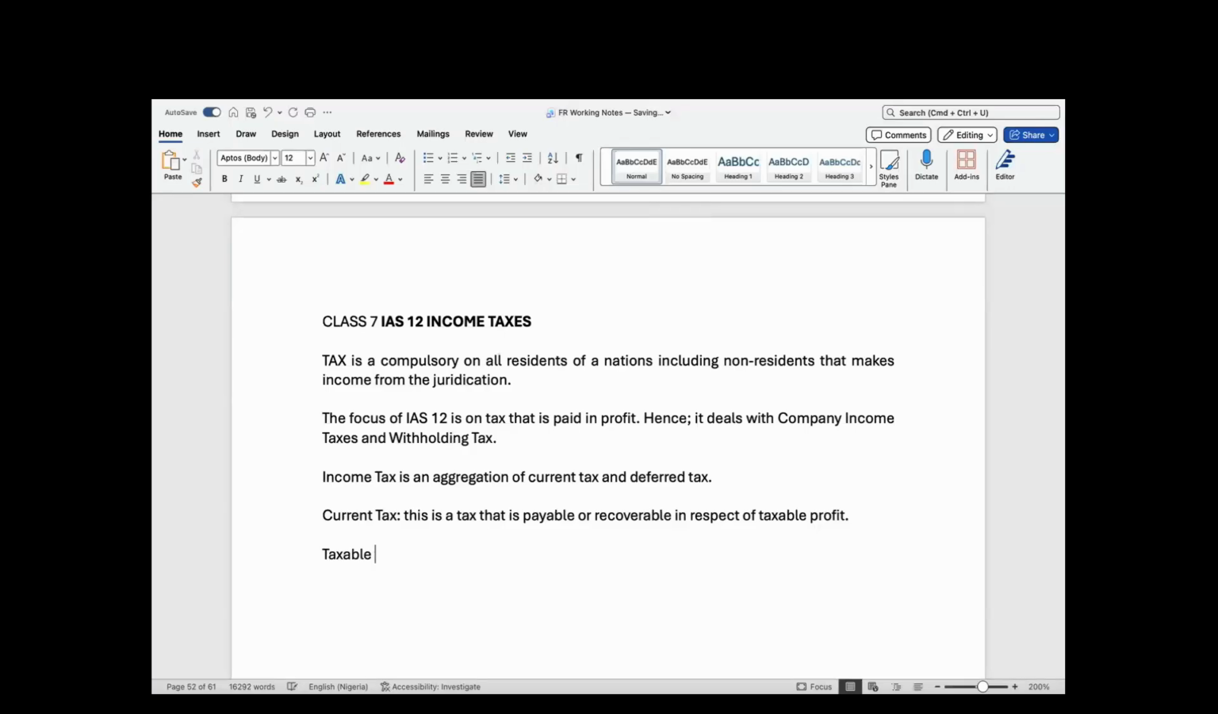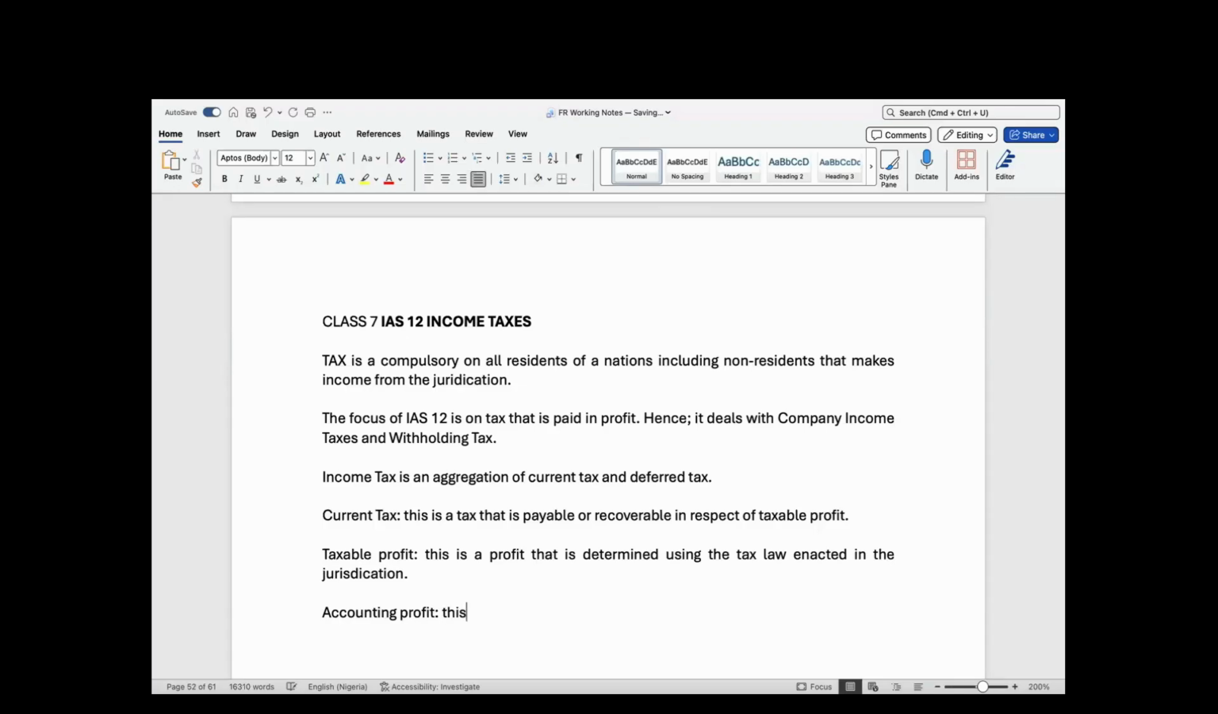Again, just to erase any technicality, let's look at what taxable profit is. This is a profit that is determined using the tax law enacted or substantively enacted in the jurisdiction. Taxable profit is determined using the tax law, no doubt around that. Therefore, taxable profit is different from accounting profit. They are not the same.